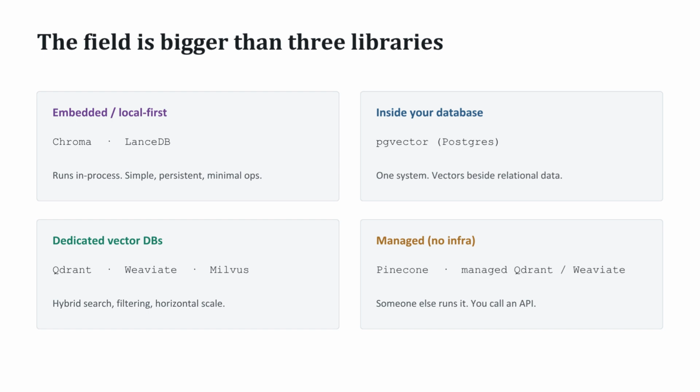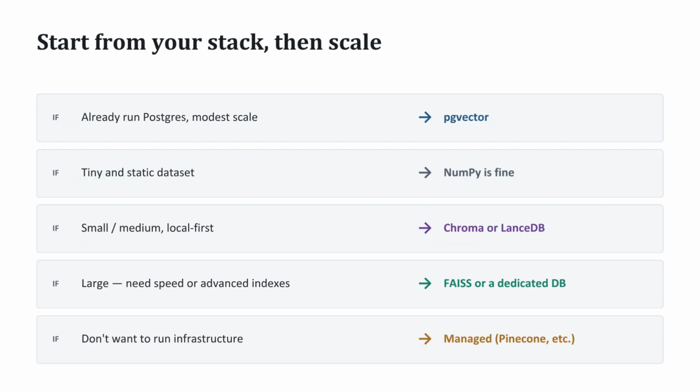And look, the field is actually bigger than three libraries, roughly four buckets. First of all, if you want to embed the stuff that runs in process, we have Chroma and LanceDB. If it lives inside your database, that's pgvector. Or if you are looking for dedicated vector databases you host yourself, we have Qdrant, Weaviate, Milvus, and fully managed, where you just hit an API, we have Pinecone. So you can just pick the bucket your answers point you to.